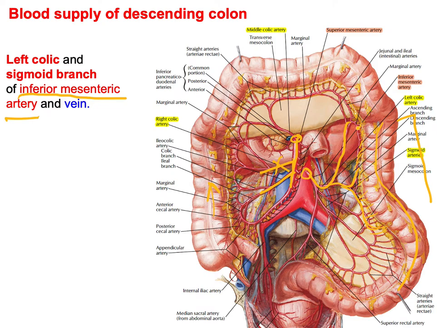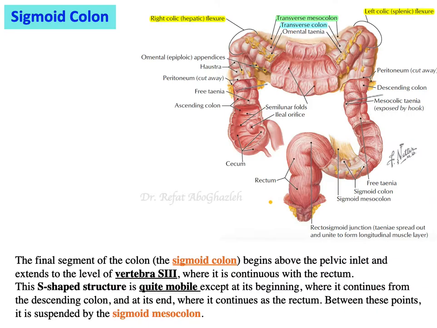Of course, it makes an anastomosis here as a marginal artery with the middle colic. Anyway, so the blood supply of the descending colon, because it is part of the hind gut, that means the blood supply is from the inferior mesenteric artery through the left colic artery and part from the sigmoid branch, because this is the left colic and sigmoid branch. So the sigmoid branch also participates in the supply of the descending colon. Ultimately, they are from the inferior mesenteric artery.